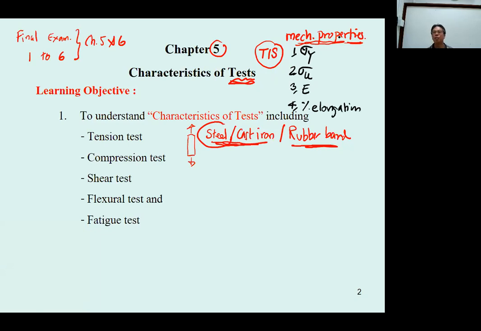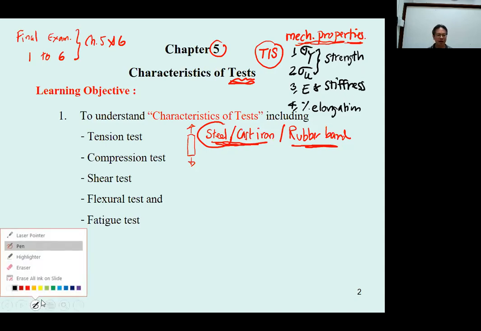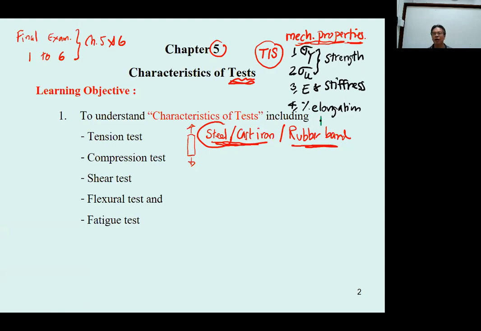Each mechanical property has a meaning. For example, these two mean the strength of the material, the ability to resist the external force. For E, this means you are checking the stiffness of the material. And the last one, percent elongation, means you are checking the ductility of the material. These are the meanings of the mechanical properties of every material.